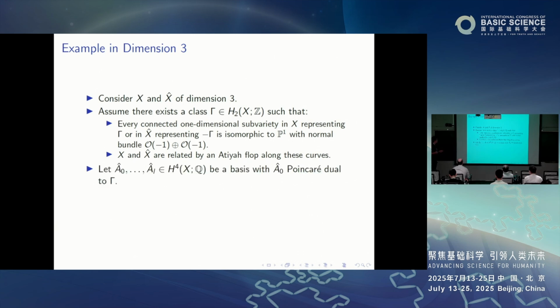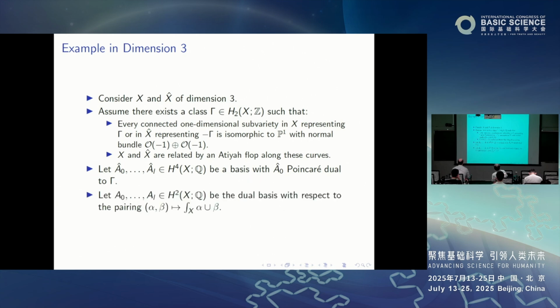Okay? And then let's just look at the even part of quantum cohomology and only the really interesting degrees, which are degrees 2 and 4. So we choose a homogeneous basis of H4, where A hat 0 is the Poincare dual to gamma, and then we choose H2 classes, which are the dual basis. Okay, and so as I said, pretty much the only interesting product is from H2 to H4. So that's all I'll compare. Okay.